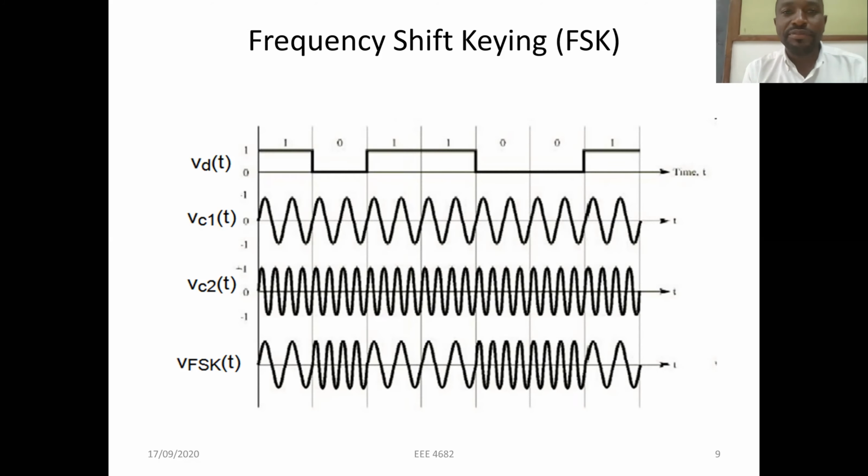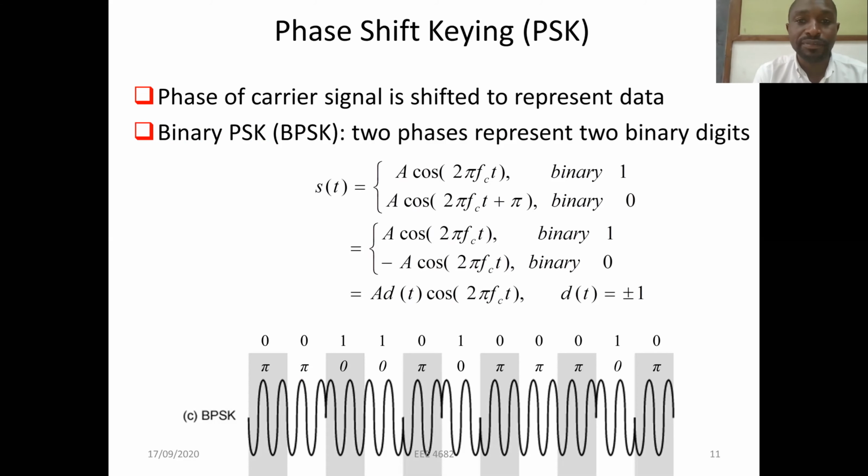So for a binary input of 1, you get the phase represented by an angle of 0. And whenever you have a binary input of 0, it will take the second angle, which is 180 degrees or pi radians. So that's basically binary phase shift keying.